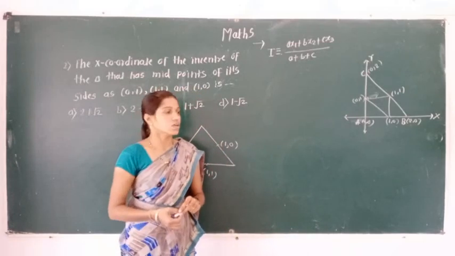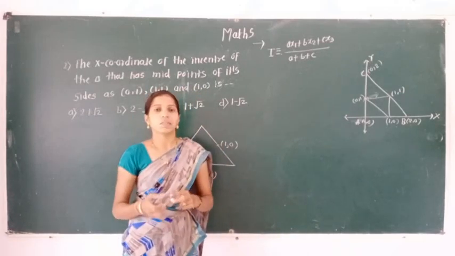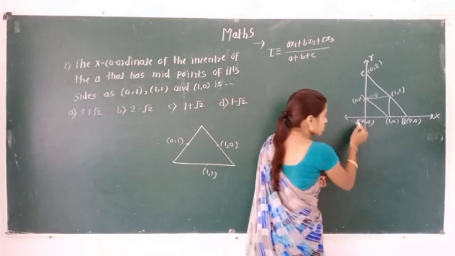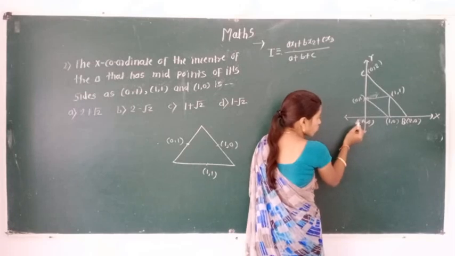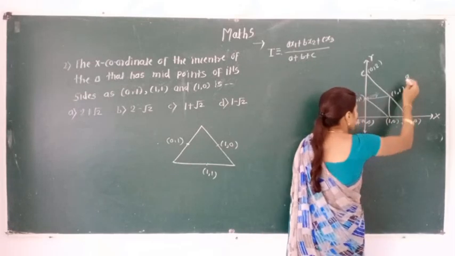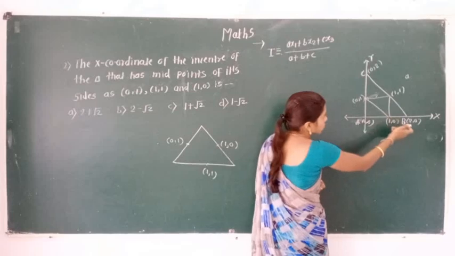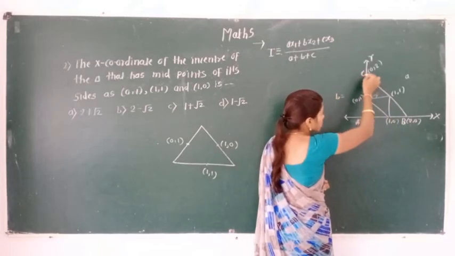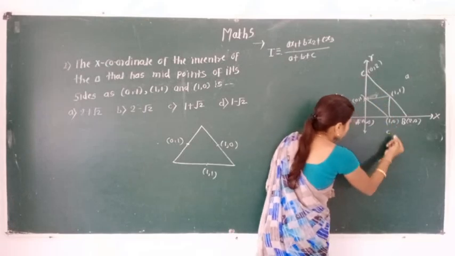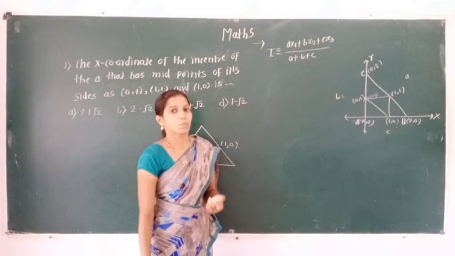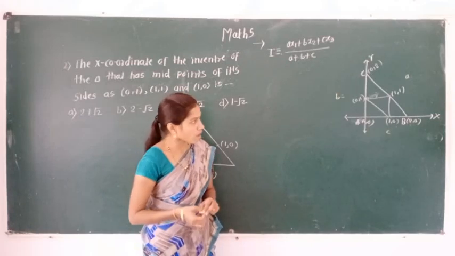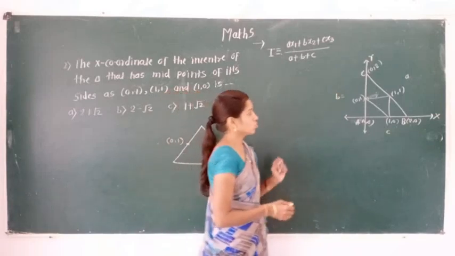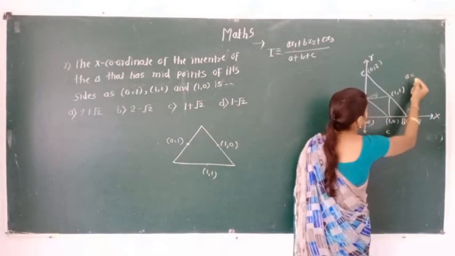And we know that a, b and c are the lengths of the sides of this triangle. We denote the length of the side opposite vertex A as small a, the side opposite vertex B as small b, and the side opposite vertex C as small c. First of all, by using the distance formula we find the length of all sides of this triangle ABC.